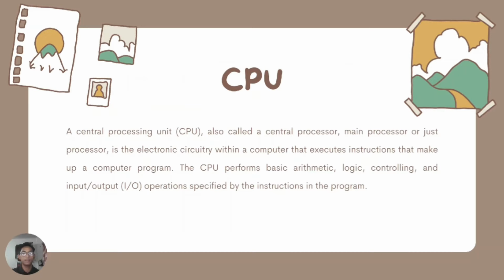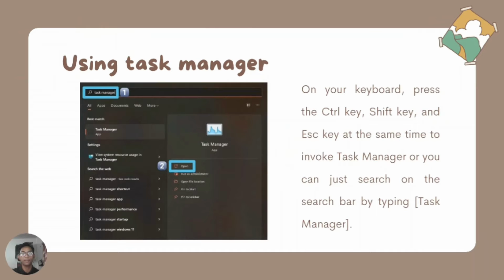And for the next part is CPU. The CPU is also called a central processor, main processor, or just a processor. It's the electronic circuitry within a computer that executes instructions that make up a computer program. The CPU performs basic arithmetic, logic, controlling, and input-output operations specified by the instructions in the program.